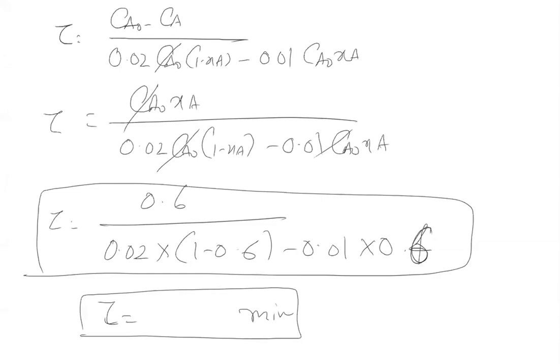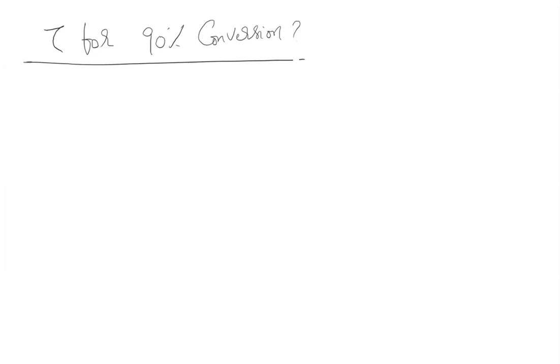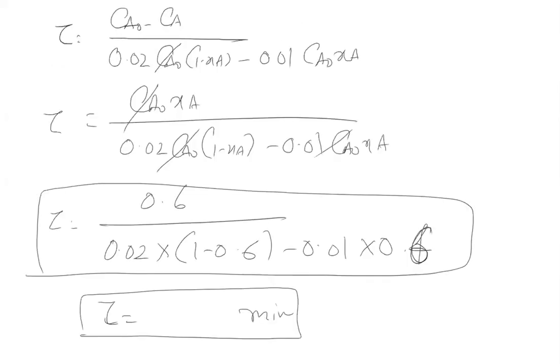Suppose if you have done this problem, can you repeat it? Let's say, what is tau for 90% conversion? What is tau for 90% conversion? Will you get 90% conversion? What is the answer for the previous one? 300 minutes.